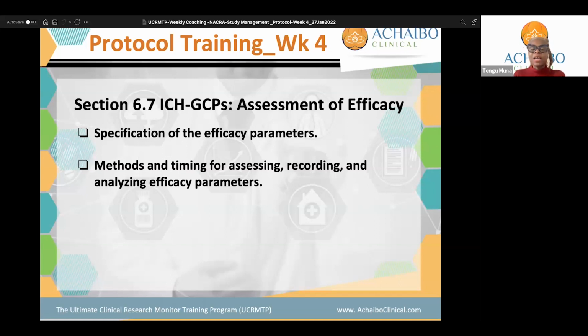So that's really important. In the protocol, of course, they want to show the methods and timing for assessing, recording, and analyzing efficacy parameters. We'll go into the protocol for that. What are the methods, right? I mean, how are we actually assessing efficacy? That's going to be in the protocol. How are we timing it? How are we recording it? How are we analyzing it?